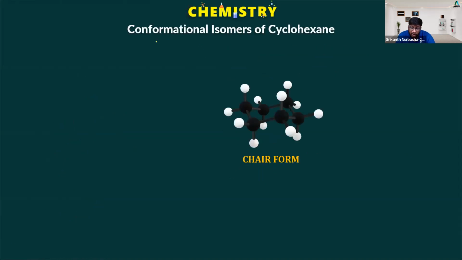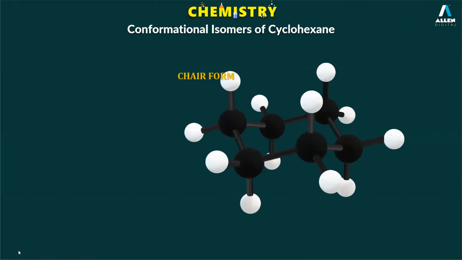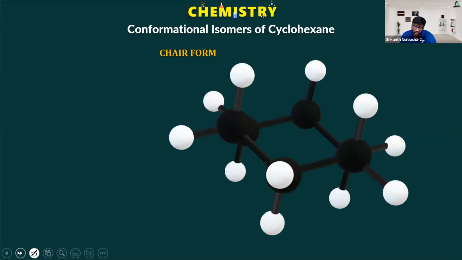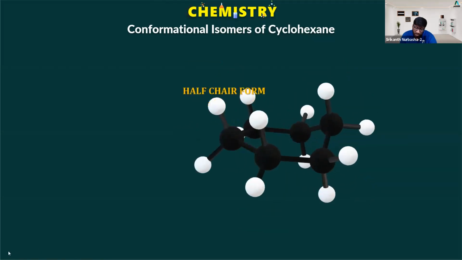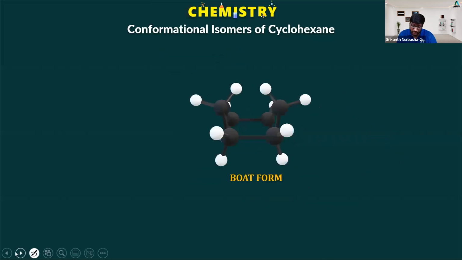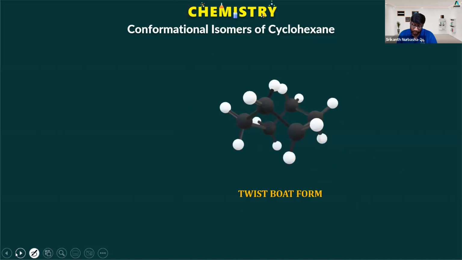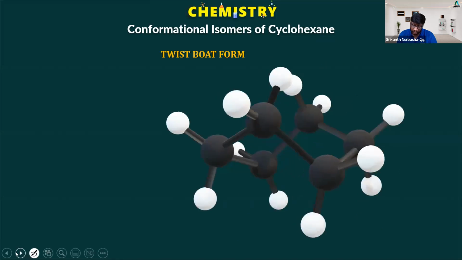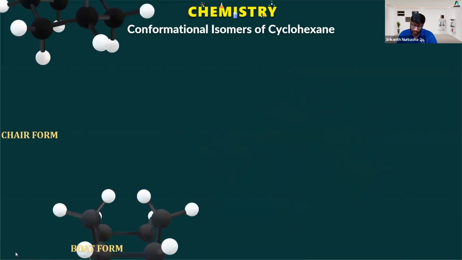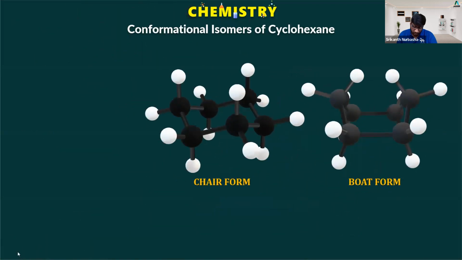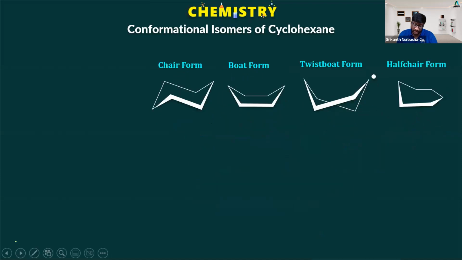Then you have conformational isomers of cyclohexane. In cyclohexane also, different conformers are possible. Cyclohexane exists in four forms. What are those? Chair form, boat form, half chair, and twisted boat. Out of all those, the chair form is going to be more stable. So you can have the conformers like this. Yes, these are the conformers.